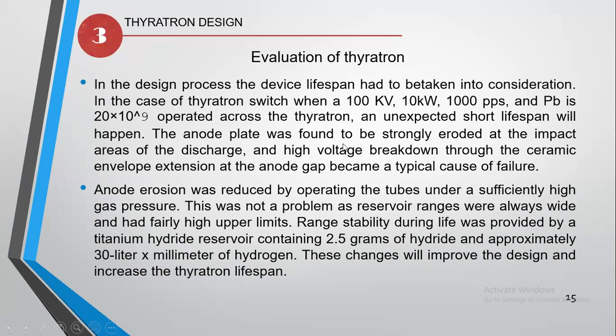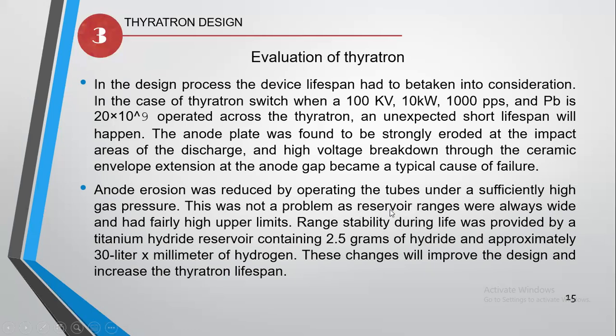The anode plate was found to be strongly eroded. Erosion will happen at the impact areas of the discharge and high voltage breakdown. So the ceramic envelope extension at the anode cap became a typical cause of failure, and the lifespan will be short, depending on the other material. The anode region was reduced by operating. This is if we want to raise the efficiency of the thyratron tube under sufficiently high gas pressure. This was not a problem, as research showed.